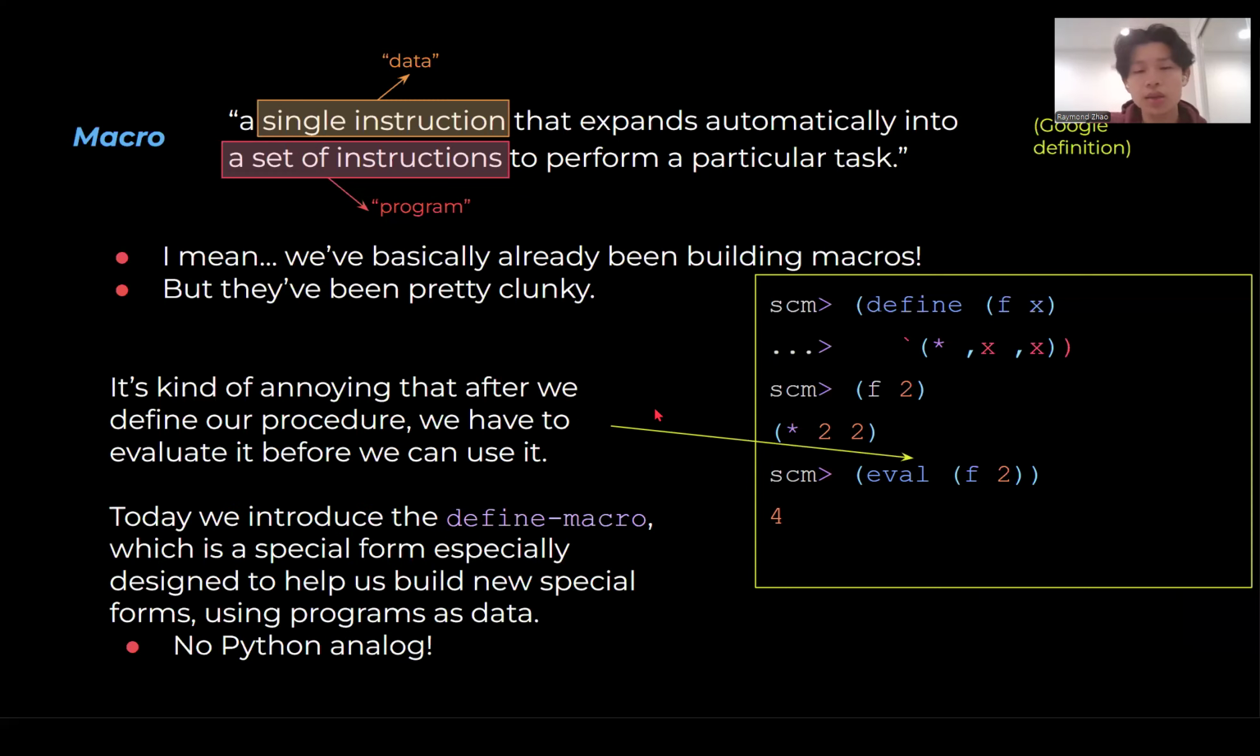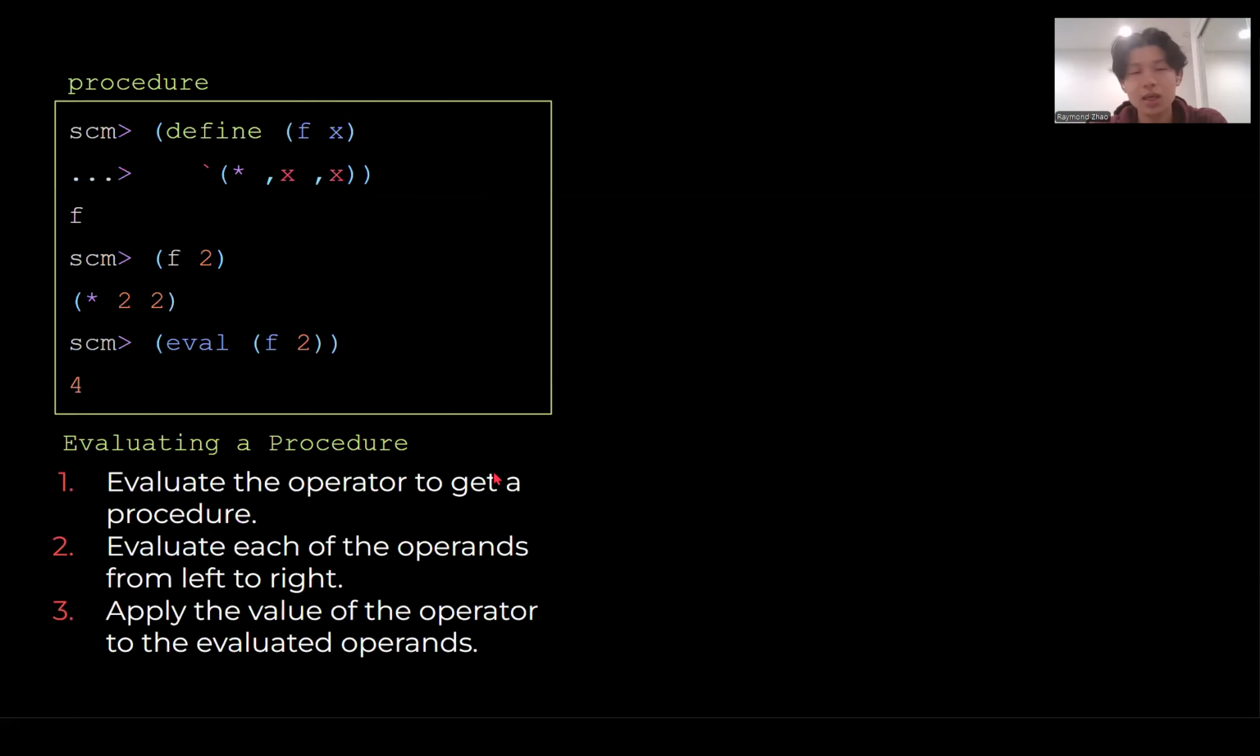It's a bit annoying that after we define a procedure, we have to evaluate it before we can use it. And so today we introduce the define-macro special form, which is going to help us implement programs as data. Macros are specifically there to help us achieve programs as data. And this is not something that's very common in other languages, which is why this topic is very hard and very strange. But it's hard because it is so strange.